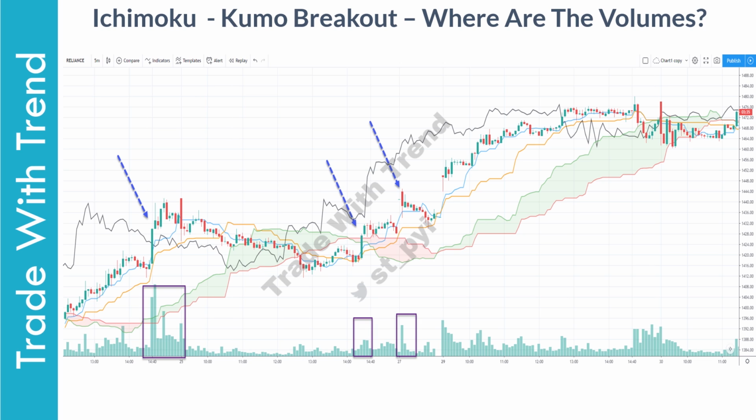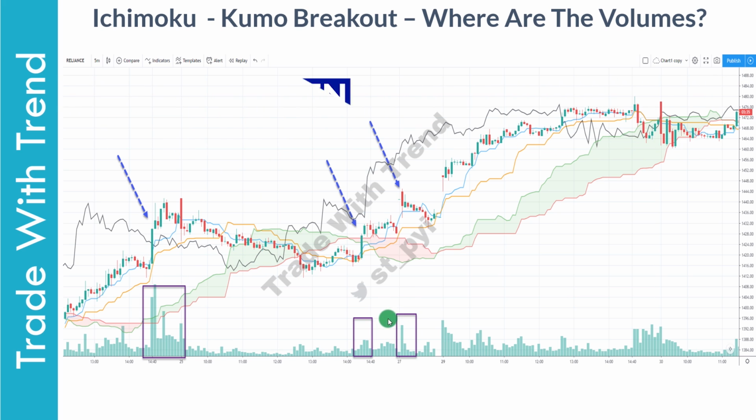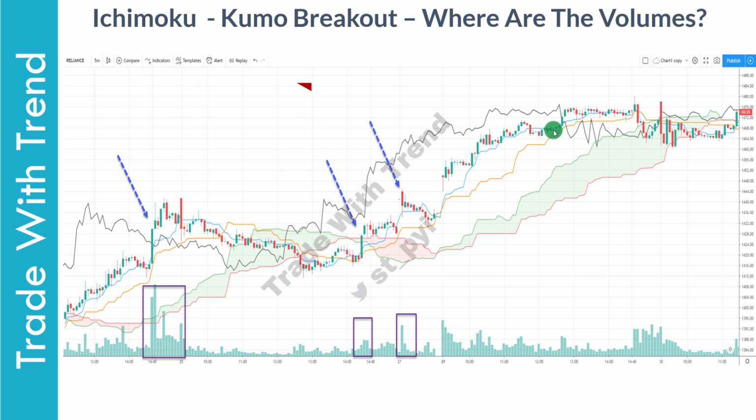The first condition to check for Kumo Breakout is to check for volume expansion in the direction of price movement. In all these cases that I've marked here, as price has moved above the Kumo cloud, volume expansion is clearly visible. See, you have to understand that volume actually indicates the commitment of traders in the market. And in all the charts that you select, you have to ensure that volume is expanding in the direction of price movement. In this particular strategy, as price starts moving above the Kumo cloud, which is marked here, clear volume expansion should be visible.